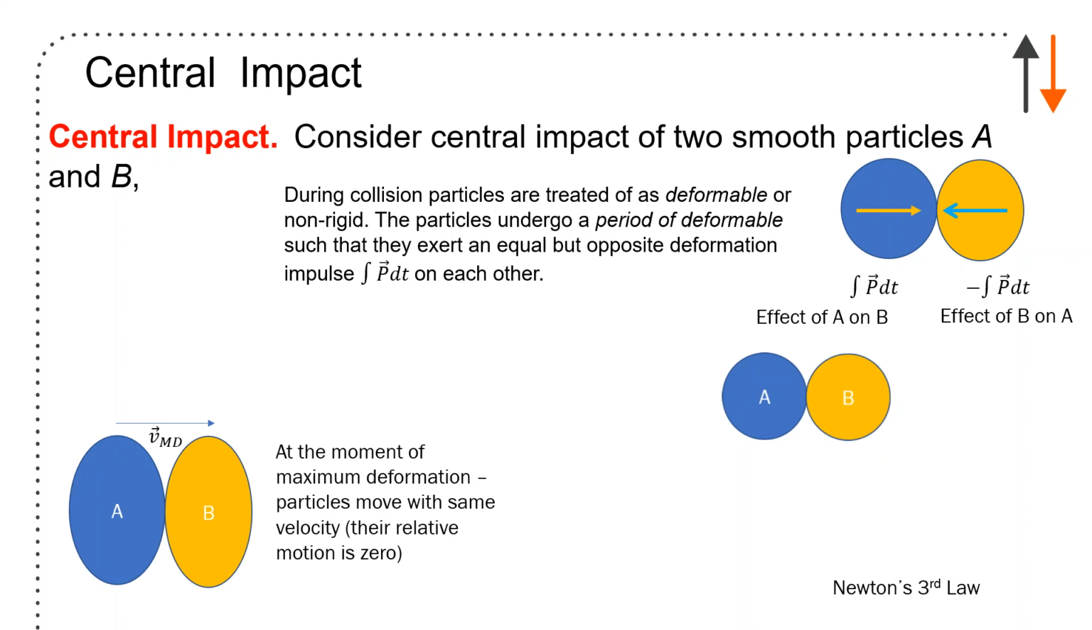At the moment of maximum deformation, the particles are going to move with the same velocity. Relative motion between the two is zero. Remember, at the very beginning, VA1 and VB1 were different.